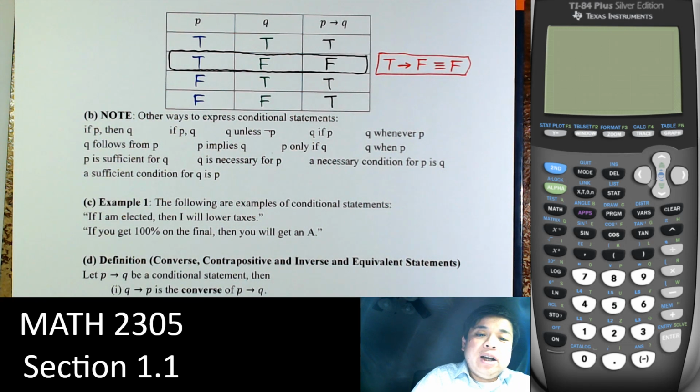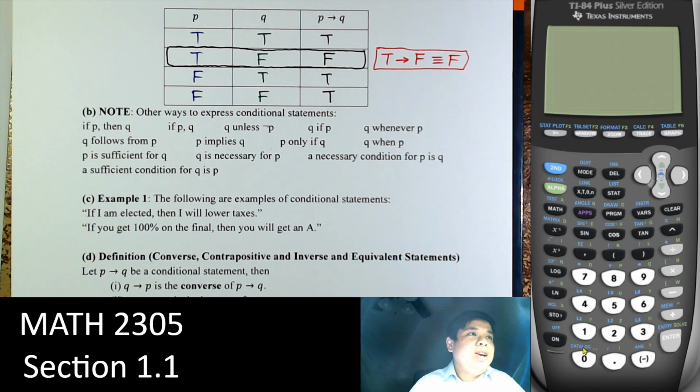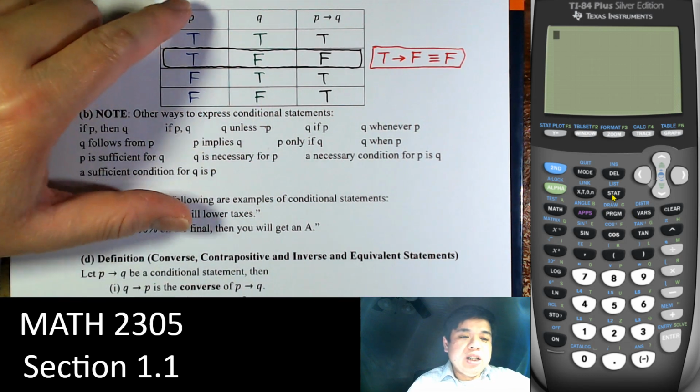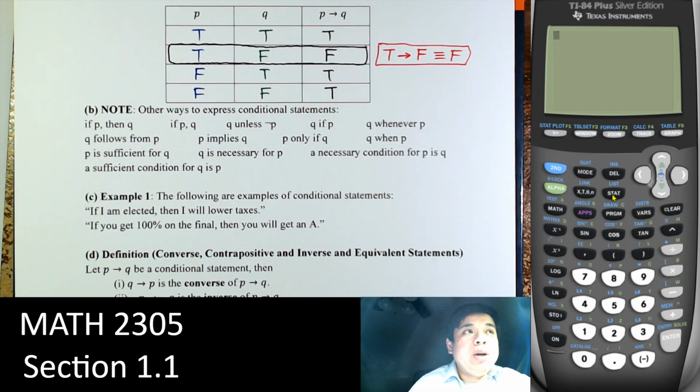Can we use a calculator for that? I should not write it here. Okay, so of course I can show you, but a little bit about this. So we need a table, right? So we get a table, hit the stat button, it says edit, hit enter.